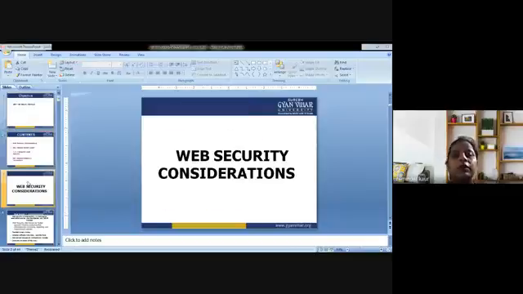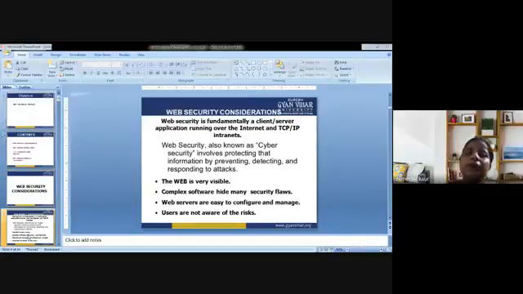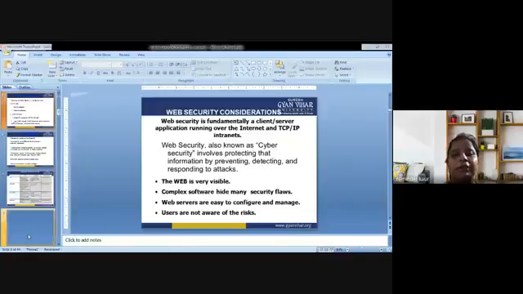So what was there in web security considerations? Have a look at the same. We have discussed various terms that are related to web security because it is a client server application running over the internet and TCP/IP intranets. Web security is also known as cyber security, as you already know, because it is concerned with the web. It could involve protecting information by preventing, detecting, and responding to attacks. The web is very visible, and it could be complex software that could hide many security flaws.